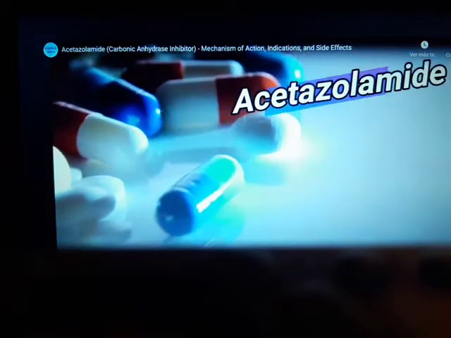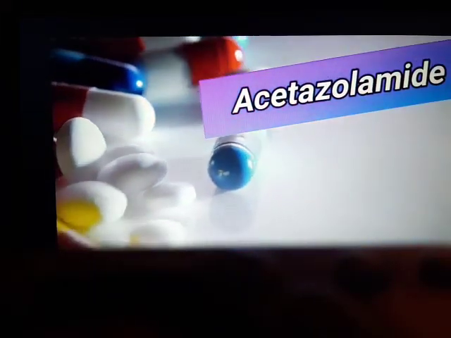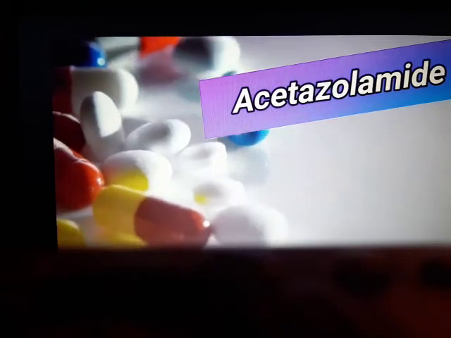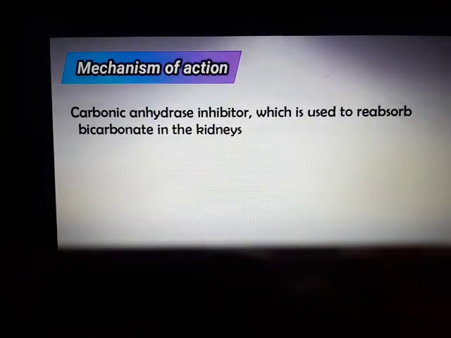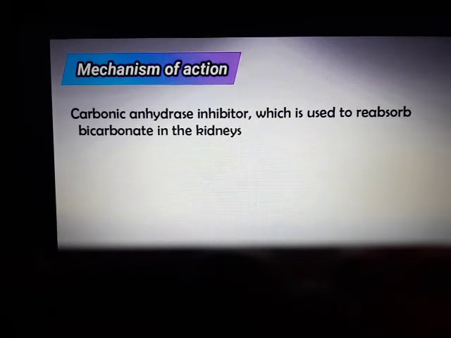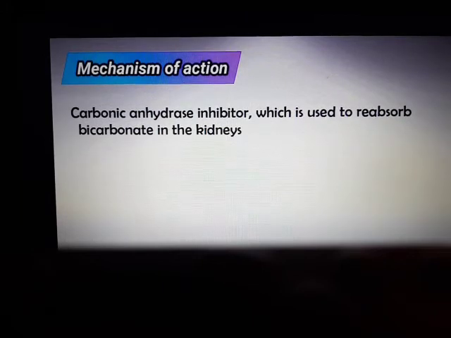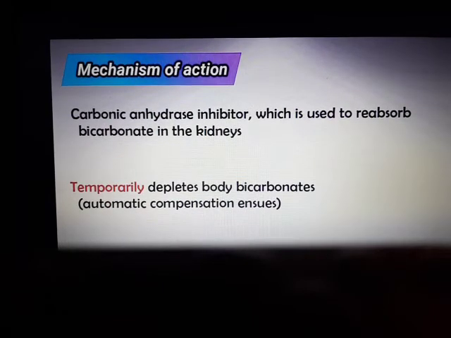Good morning everyone and welcome back. Today we're going to be talking about acetazolamide. Acetazolamide works by inhibiting the renal enzyme carbonic anhydrase, which normally functions to reabsorb bicarbonate. So it depletes the body's bicarbonate and causes temporary metabolic acidosis.